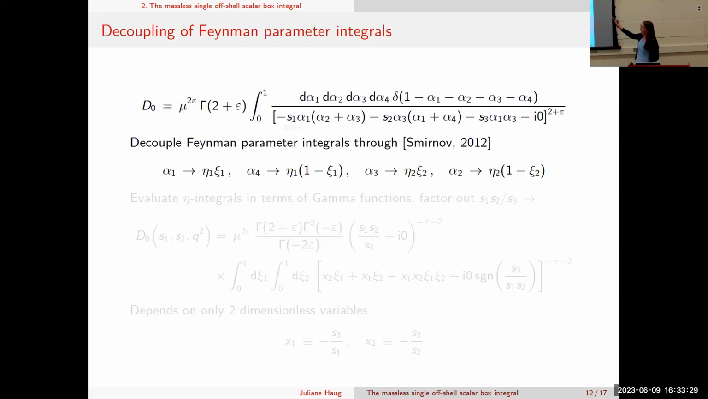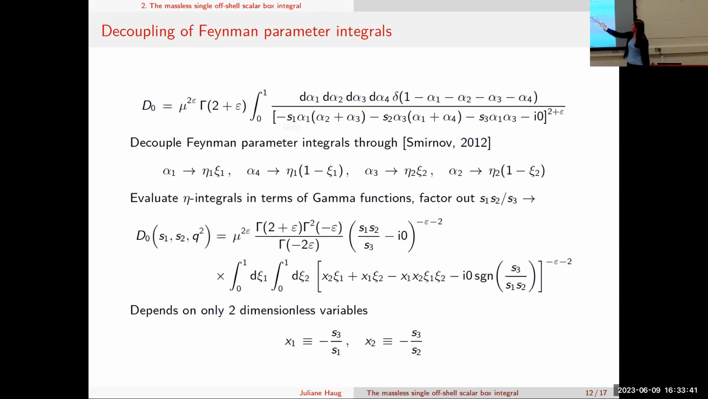Okay, so how do we proceed with our box integral? The Feynman parameter integrals can actually be decoupled through this substitution here. Then the eta integrals factorize from the psi integrals, and we can immediately evaluate the eta integrals. So we just have two integrations remaining. And we can also factor out this term here, and then our integral only depends on two-dimensional variables, which is an improvement from before, where it depended on three-dimensional full Mandelstam variables.